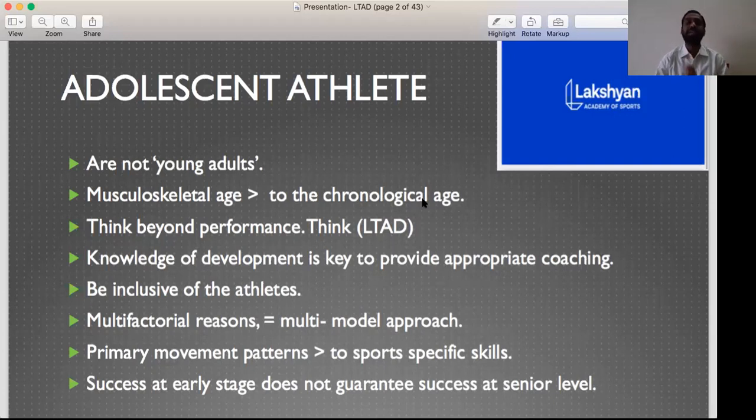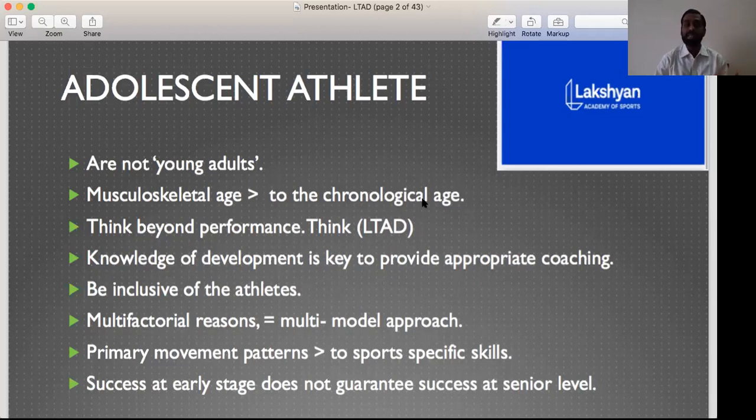Okay, we have to be definitely inclusive of the athletes. That means we might think, an 8 or 10 year old child, what would he know about the overall plan? But you'll be surprised that if you include them, if you allow that democracy so they can express themselves more openly, your program becomes far more refined and more robust.